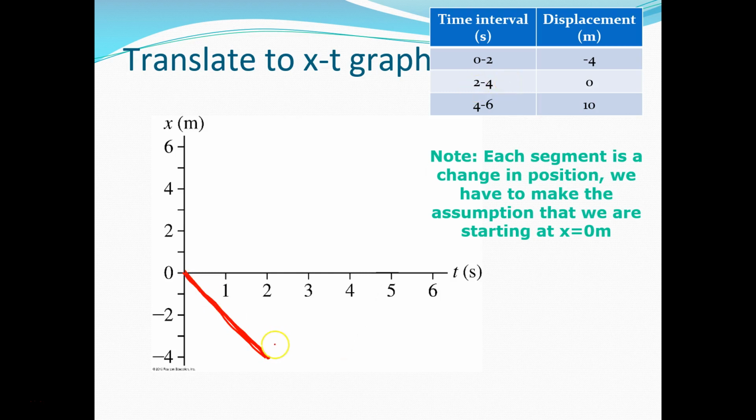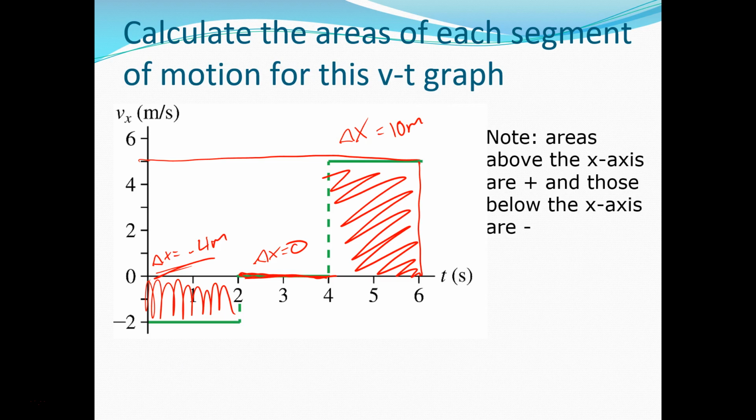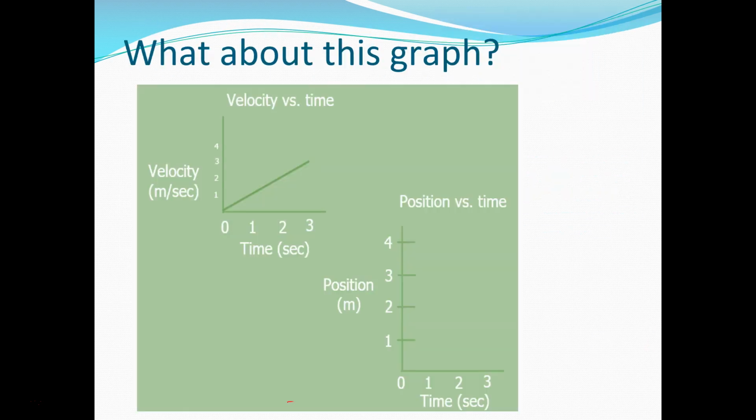Between 2 and 4 seconds, we traveled 0 meters, which is going to look something like this. We haven't traveled anywhere. And finally, between 4 and 6, we traveled 10 meters. So between 4 and 6, we went from -4 plus 10, which brings us all the way up to 6 meters. We know that our displacement in this time period was 10 meters. And this is what our position versus time graph is going to look like for the previous velocity versus time graph.